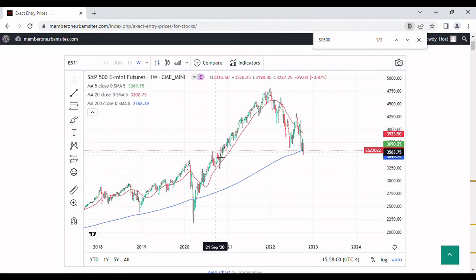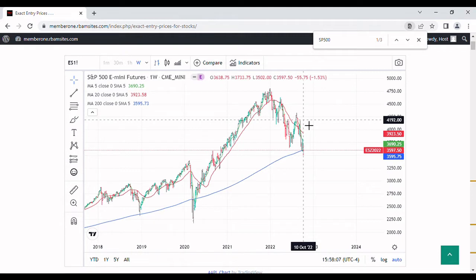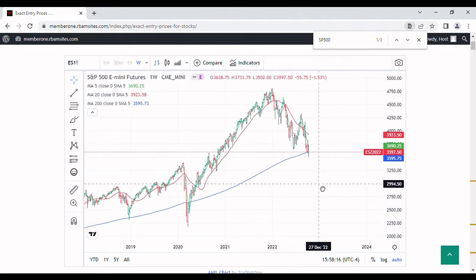That's at 31.98. Let's call it 3,200. We're currently closed. This week's low is 35.02, so almost 300 points down. Also, you'll notice that we broke through, similar to down here, we broke through the 200-week moving average. So that's not a good sign.